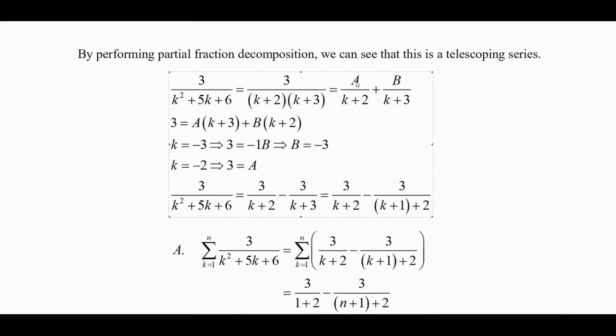And over here we have a times k plus 3 and b times k plus 2. So using the annihilator method, plug in k equals negative 3. This term goes away. Negative 3 plus 2 is negative 1 times b is negative 1b. And then we have 3 on the other side there. And so b is negative 3. Similarly, we plug in k equals negative 2. This one will be annihilated, so that's 0. Negative 2 plus 3 is 1 times a is a equals 3. So a is 3, b is negative 3.